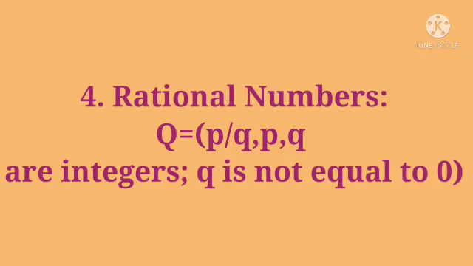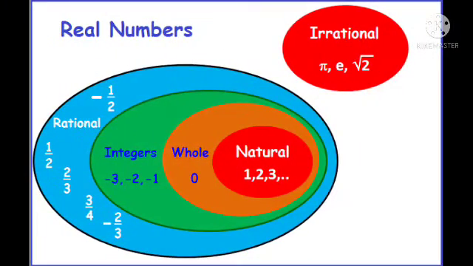Rational numbers are any number that can be expressed as a fraction of p divided by q, where p and q are both integers, but q cannot be 0. Here is a picture of various types of numbers, that is, natural numbers, whole numbers, integers and rational numbers.